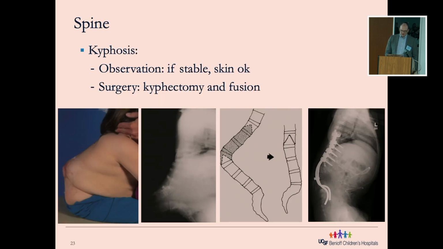Thankfully, we don't get horrible kyphosis all that often, so this is a textbook picture that I pulled from when I was a fellow, showing a kyphectomy, where you will actually remove a major segment of the spine and fuse that spine to be able to get a better, more upright posture.